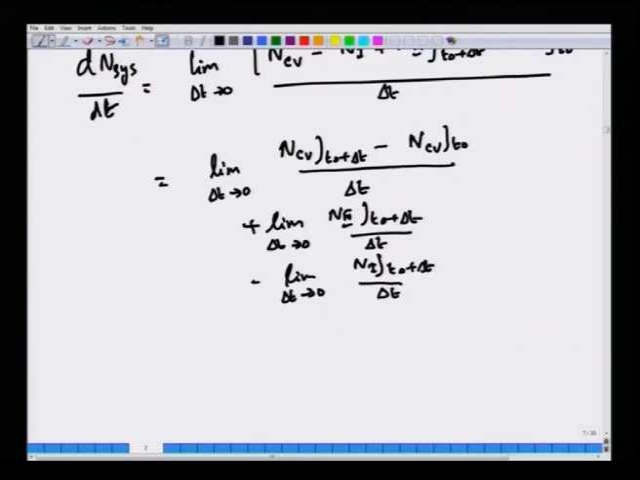So, what are the various terms? What is this term? N CV at t0 plus delta t minus N CV at t0, divided by delta t.